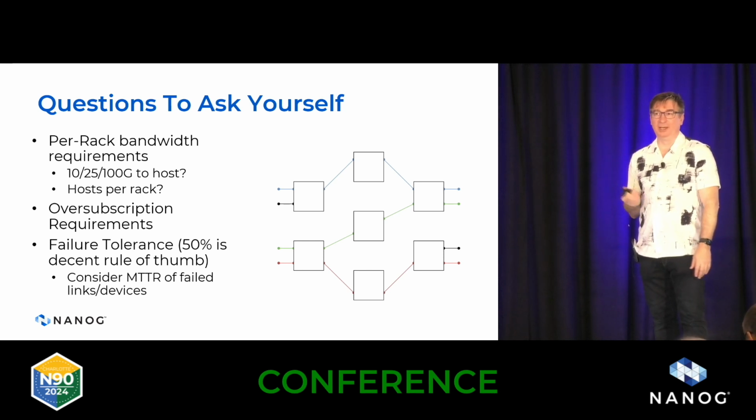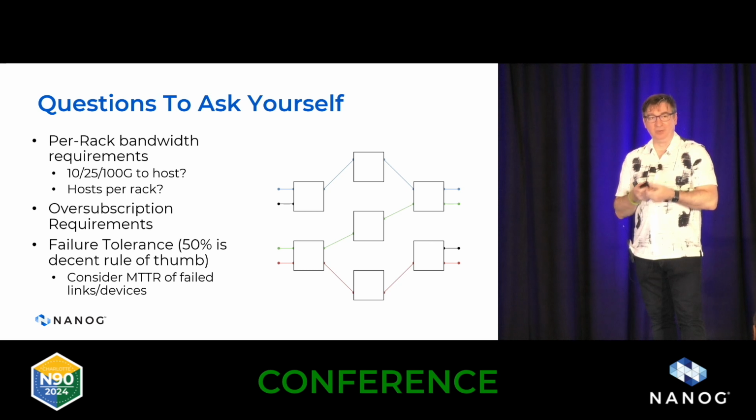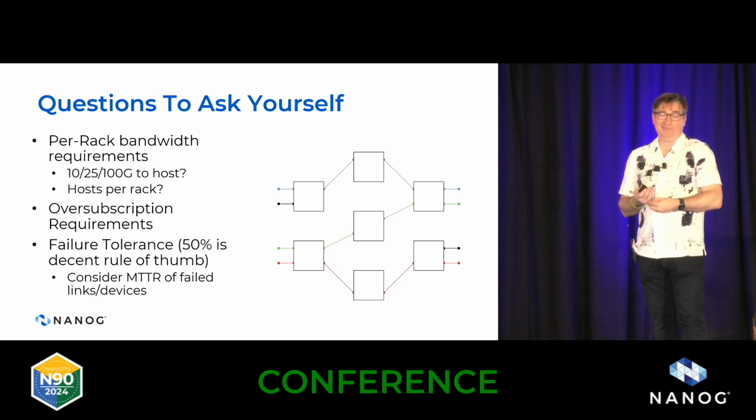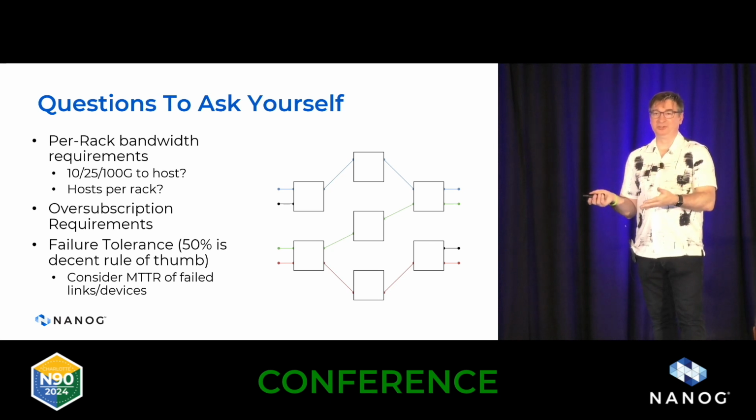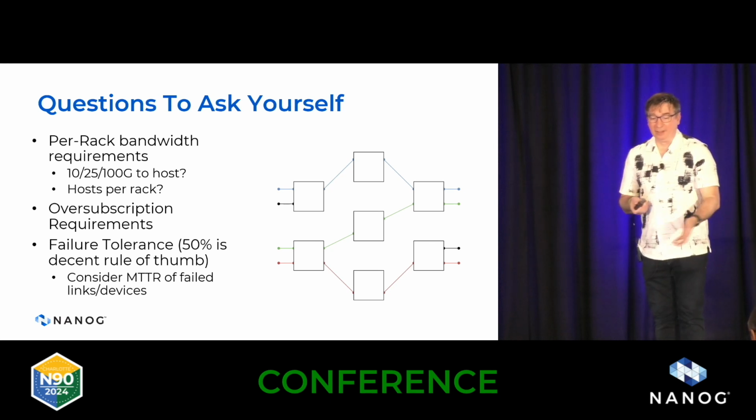Oversubscription requirements is something you definitely need to consider. As your individual bandwidth per host goes up, the ability of a host to saturate that link will go down, and you might find that your oversubscription requirements are going to be a lot more forgiving if you have, say, 100 gig ports to your host as opposed to 10.